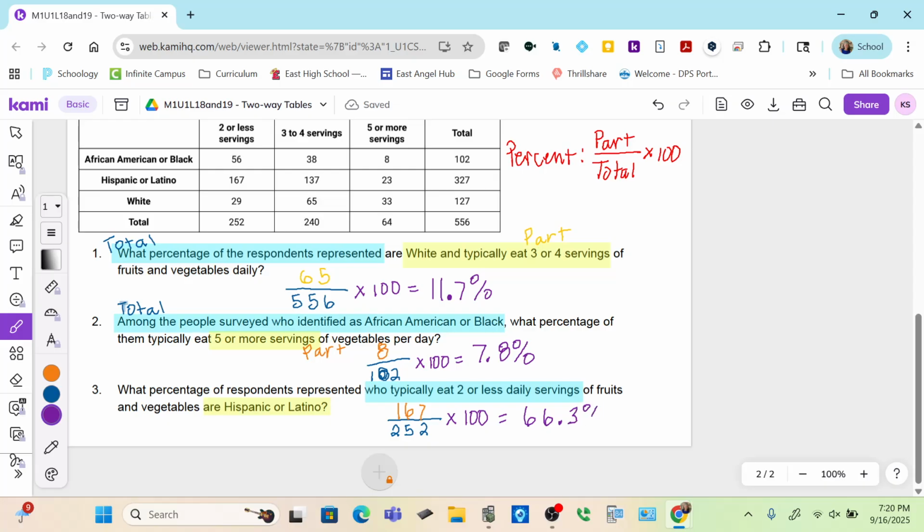So on the Unit 1 test, this is what you're going to be expected to be able to do when given a frequency table, is to find what we call relative frequencies. So you'll need to identify where your total is coming from. You'll need to identify where your part is coming from, and you will need to write these expressions to get your answer. And this concludes the video on two-way tables.